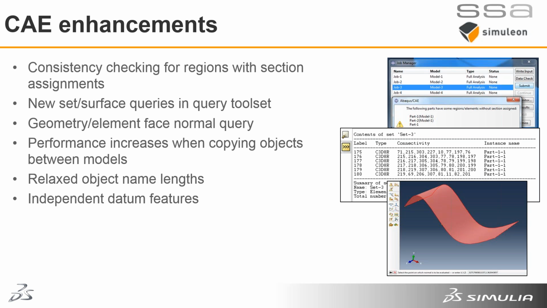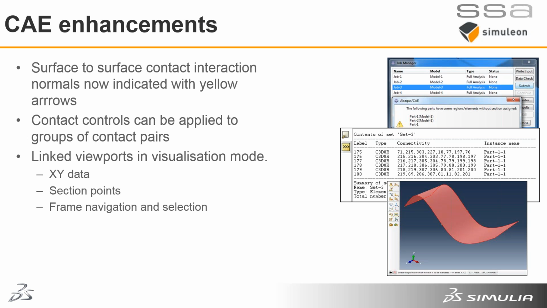All of these things have essentially been asked for by the customer base. A lot of these, in fact nearly all of them I think, are in response to enhancement requests that have been made in the last couple of years. So we can go through the list of Abaqus CAE enhancements. There are quite a few of these things, and it really signals the fact that product development is now off and going again. So we've got contact controls that can be applied to groups of contact pairs.